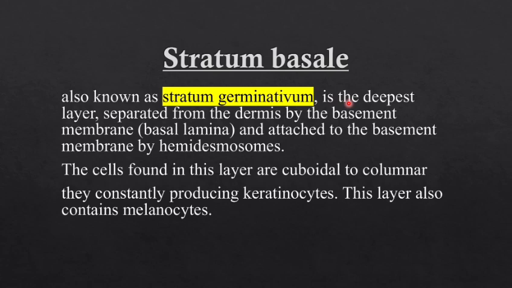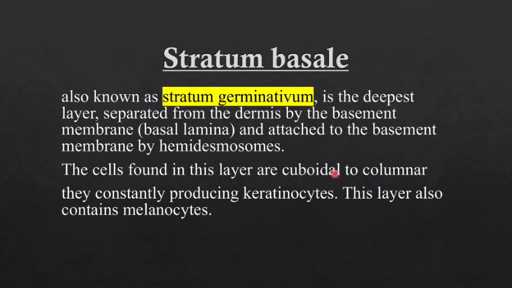As I said, this is the deepest layer in the epidermis. It means it is the beneath, last-down layer, above the dermis. Here they told us it is separated from the dermis by the basement membrane, the basal lamina, and attached to the basement membrane by hemidesmosomes. The cells found in this layer are cuboidal to columnar in shape.